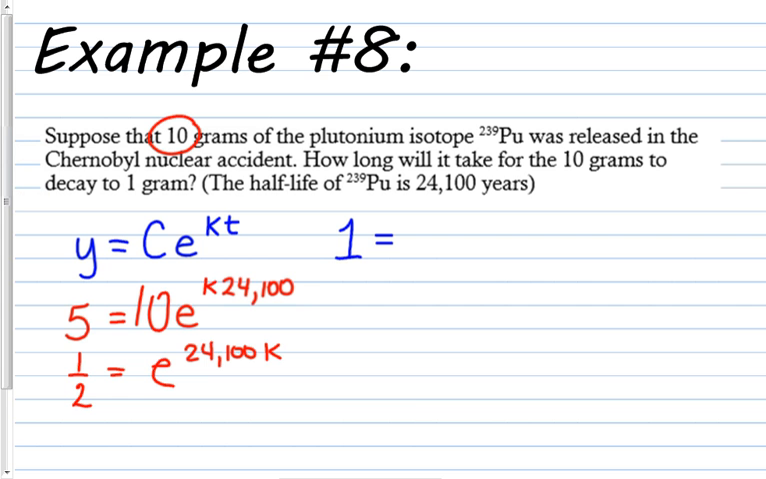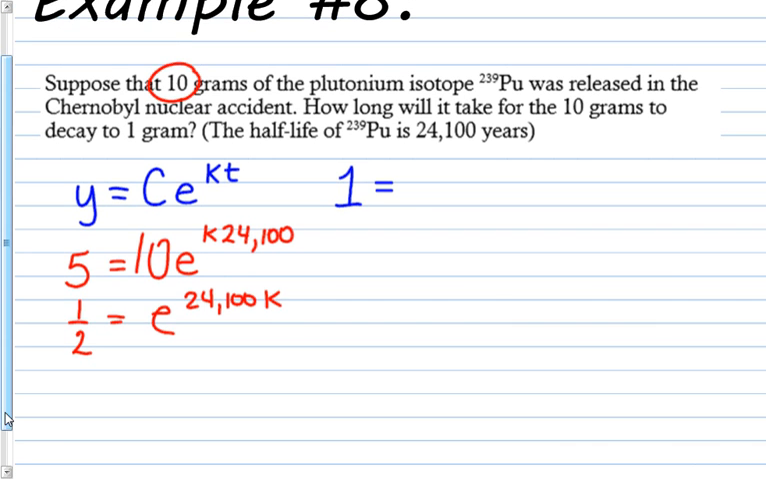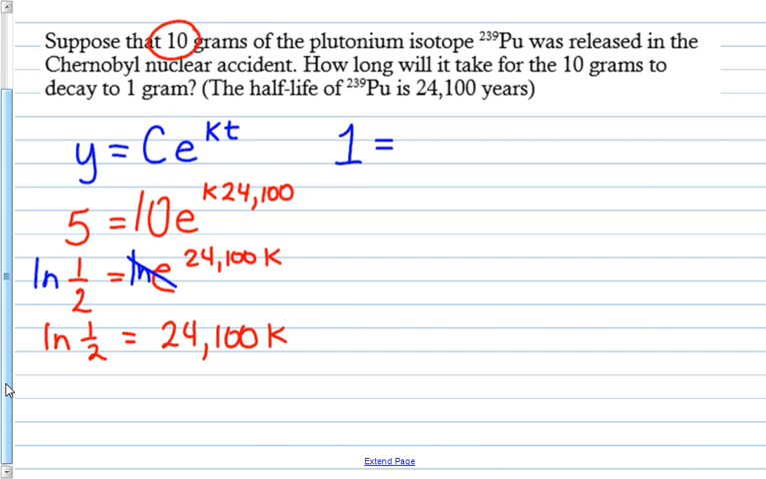Got to get k by itself, so got to get rid of the e. And the way to do that is natural log. So natural log of here, natural log of that, put by to the e. So natural log of 1/2 equals 24,100k. Get rid of the 24,100 by dividing both sides by that. And k would equal the natural log of 1/2 divided by 24,100.